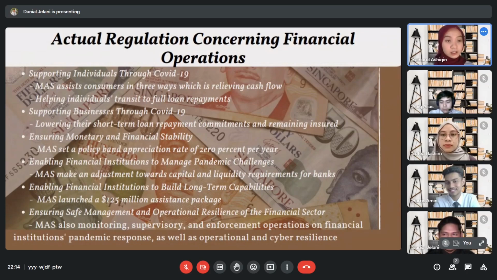Okay, third is ensuring monetary and financial stability. MAS has set a policy band appreciation rate of 0% per year and has also maintained sufficient Singapore dollar liquidity to the banking sector through its daily money market operations, allowing banks to continue to play their role in providing loans to Singaporeans and businesses.